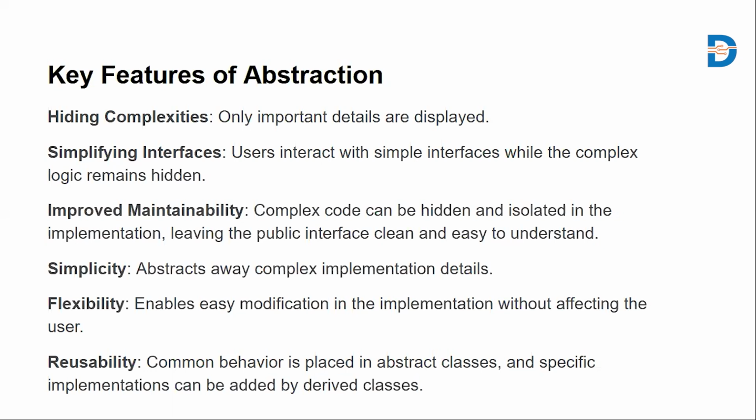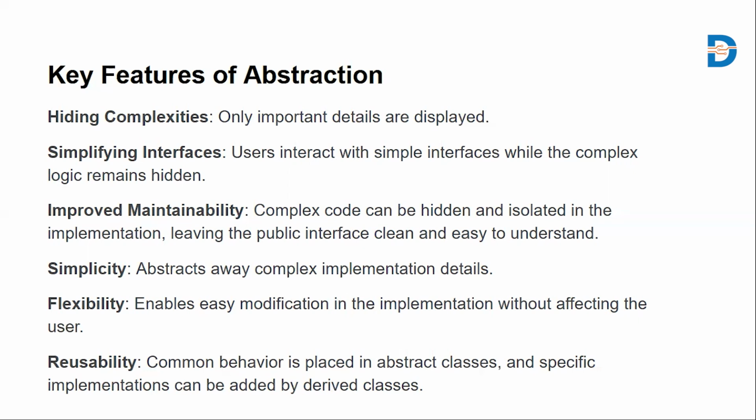Then, simplifying the interfaces. This provides a clean and user-friendly interface. For example, in Python, you have a built-in function like len. This len will return the length of a sequence, but you don't know how it works in the backend. The third point is improved maintainability. Separating implementation from the interface makes code easier to maintain and update. For instance, a database connection class can be modified internally without affecting the user of the class.